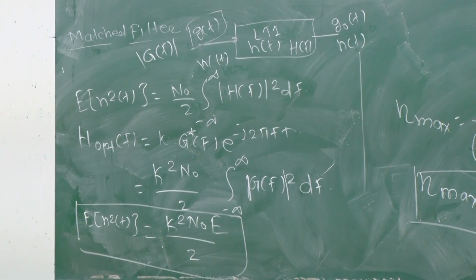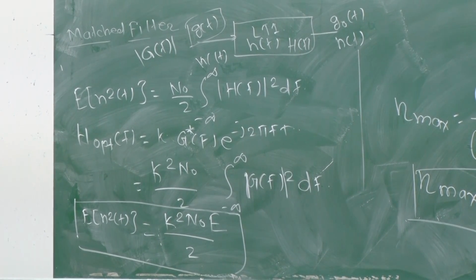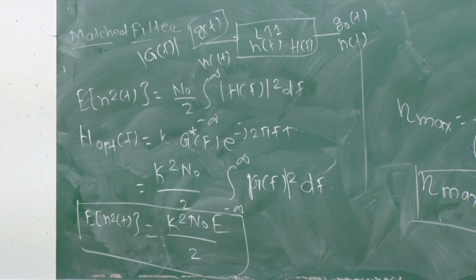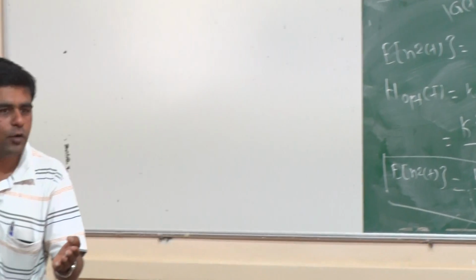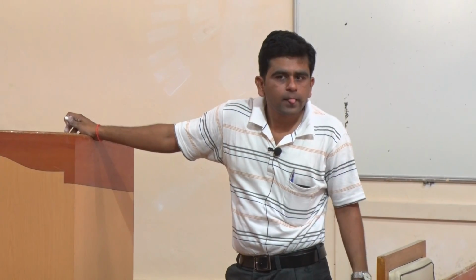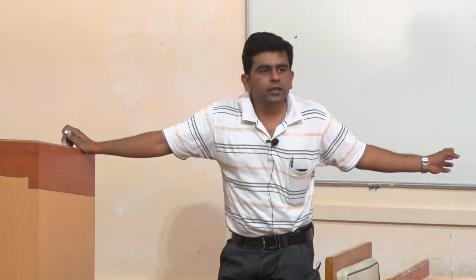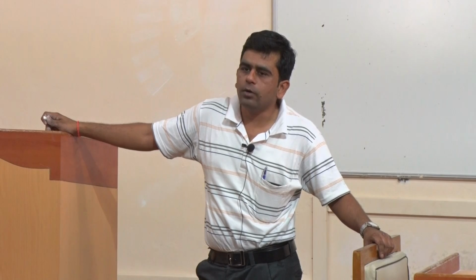Signal to noise ratio is given as the energy associated with your output signal g_0(t) squared, divided by the average mean square energy associated with your noise, that is the expected value of n squared of t. So to get a better signal to noise ratio, the energy associated with your filtered signal g_0(t) should be larger than the energy associated with your noise. In this way we find this inequality: output signal to noise ratio is less than or equal to 2 by N_0 times the integration from minus infinity to infinity of |G(f)| squared df.